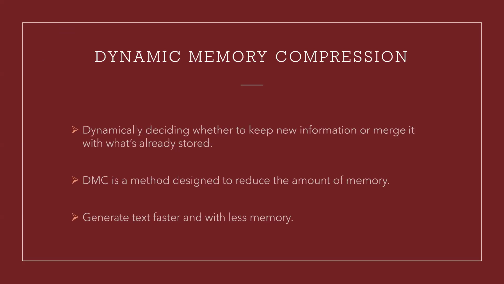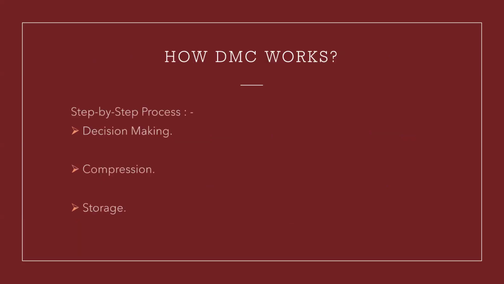So, dynamic memory compression. Now we know how it works. Dynamic memory compression is a method designed to reduce the amount of memory used by transformers, without losing any important information. It does this by deciding whether to keep new information or to merge it with what's already stored, based on its importance. Simple as that. And this will eventually lead to generating faster text with less memory.